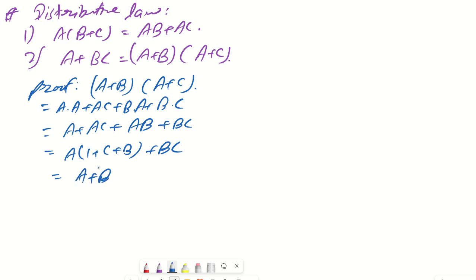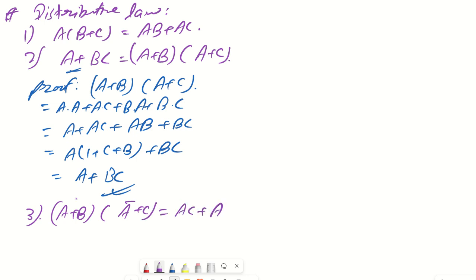So you can see that it is equal to my left hand side. Okay, so this is very simple to prove. Now the third law you take into account is (a + b)(a bar + c) is going to be equal to ac + a bar b. So what you have to do is just multiply each one of them and try to see whether it comes or not. Okay, so it is your job to get this done.